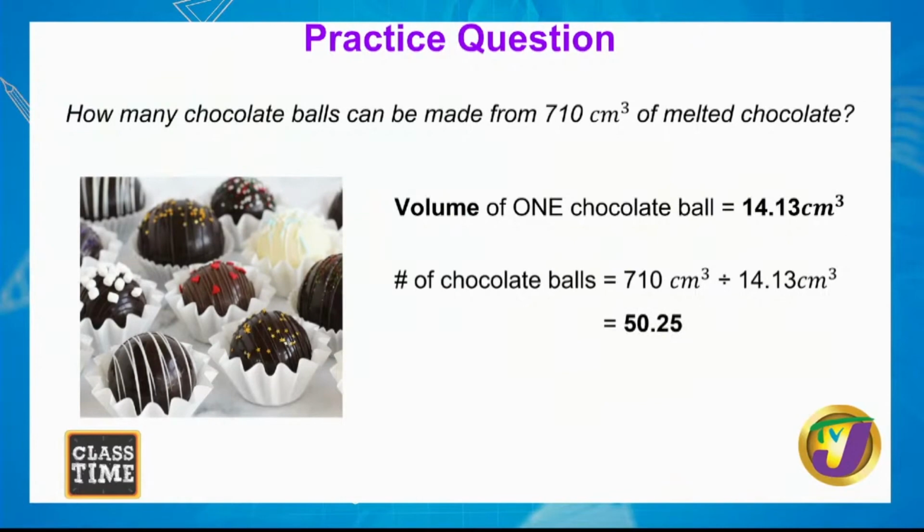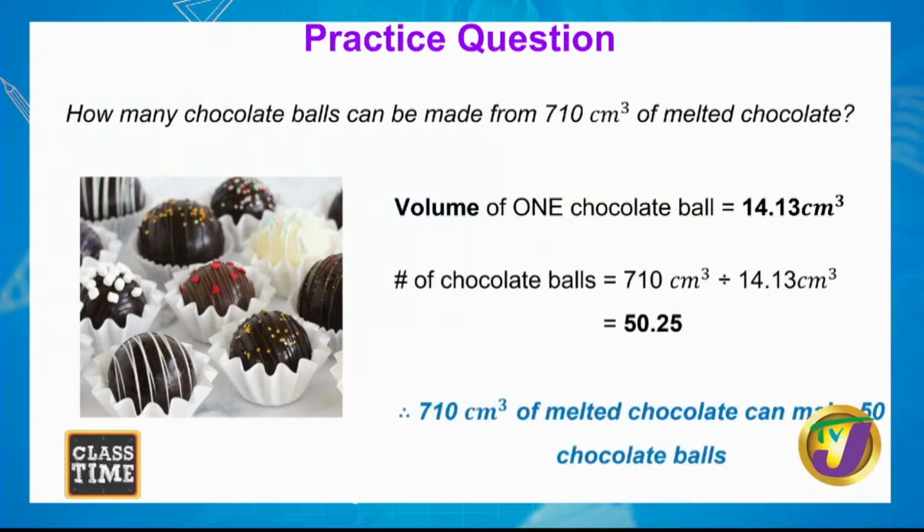So when we divide 710 by 14.13, we're getting a value of 50.25. But they asked us how many chocolate balls. I don't think they're going to sell quarter chocolate balls. Who is going to buy that? So let's just give this approximation. So pretty much 710 cubic centimeters of melted chocolate can actually make 50 chocolate balls.